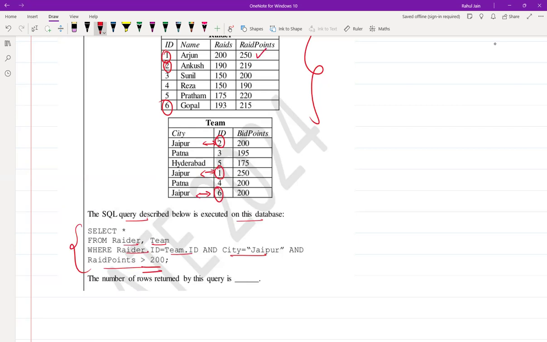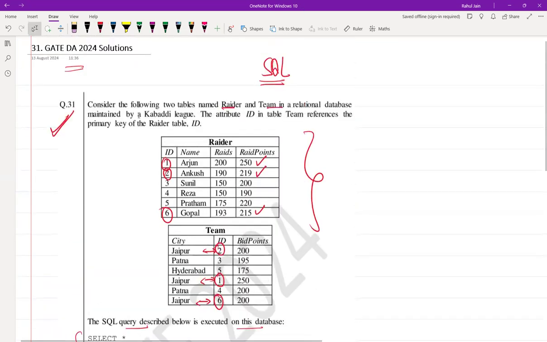Here it is greater than 200, greater than 200, greater than 200. So the final answer will be 3. 3 will be the correct answer for this GATE DA 2024 question, right? I hope it is clear.